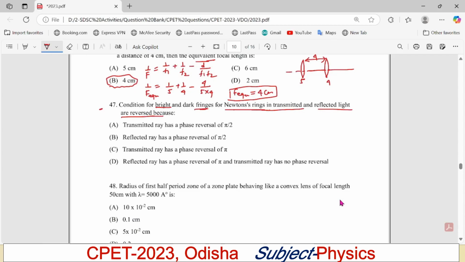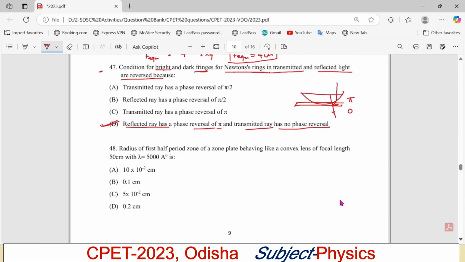See, this is your glass plate, this is your plano convex lens. So the ray is coming like this, it is refracted over here, and again it is reflected. At the time of reflection, the reflected light has a phase difference, as this is the hard surface. The phase difference will be pi, but when it transmits through, the phase difference is 0. So the reflected ray has a phase reversal of pi and the transmitted ray has no phase reversal. Option D is your correct answer for this question.